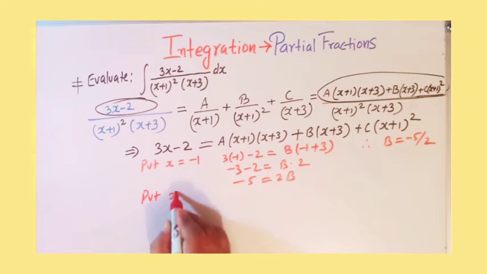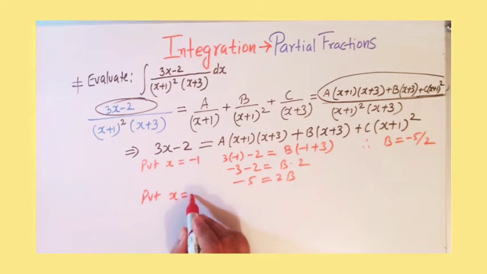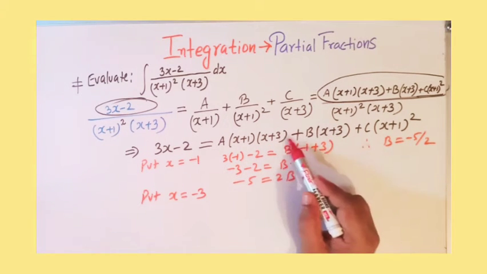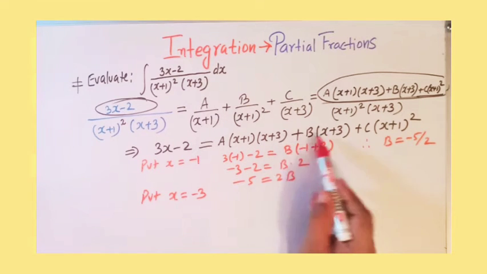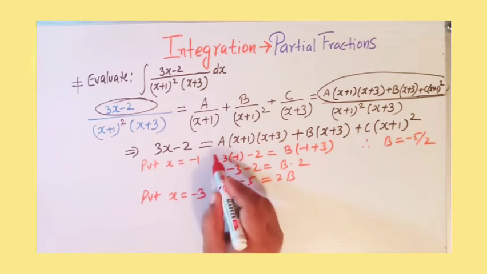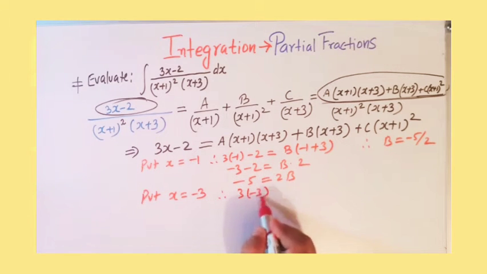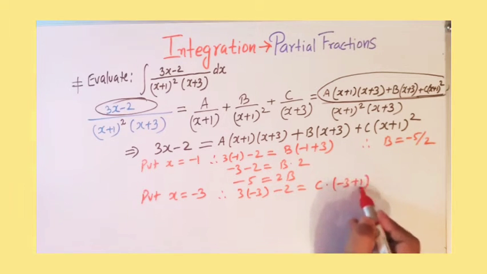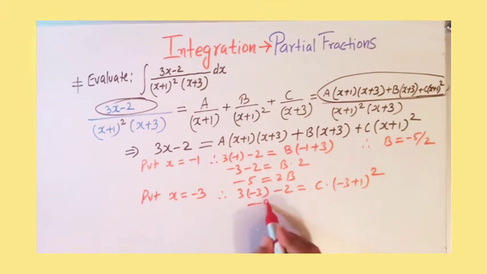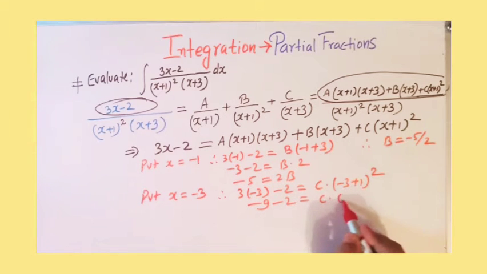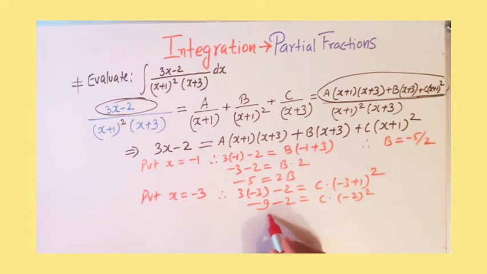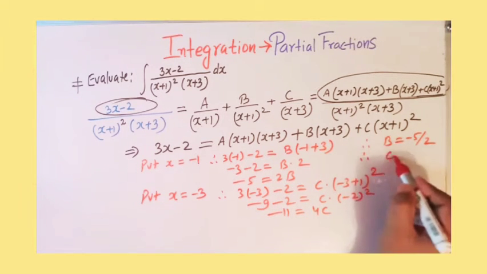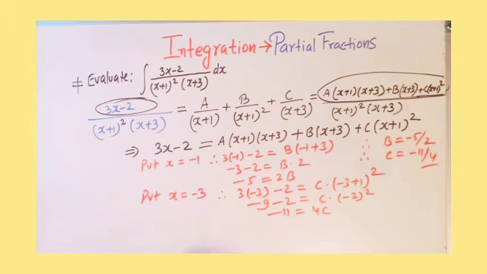Now we put x equal to minus 3, so this term and this term become 0, so we have 3 times minus 3 minus 2, and we have c times of minus 3 plus 1 square. So this is minus 9 minus 2, this is c times minus 2 square, so we have minus 11, this is 4c, so therefore c is equal to minus 11 by 4.